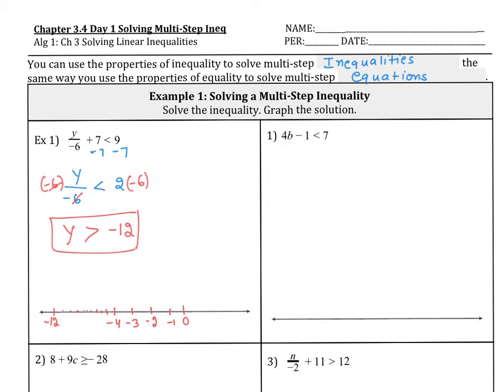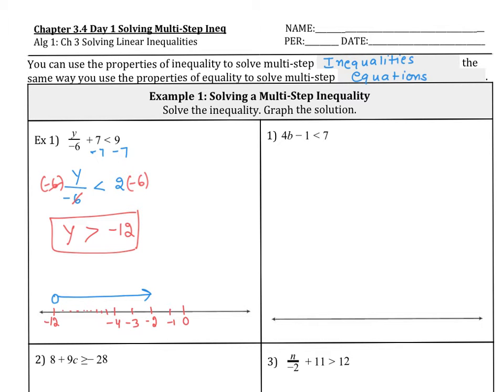To graph this, I made a number line, so I skipped some numbers in between. I have a negative 12 here. Since this is a greater than sign, it doesn't have an equal sign underneath, so the graph of this is going to be an open circle. And since y is greater than, it's going to go to the greater side of the number line.